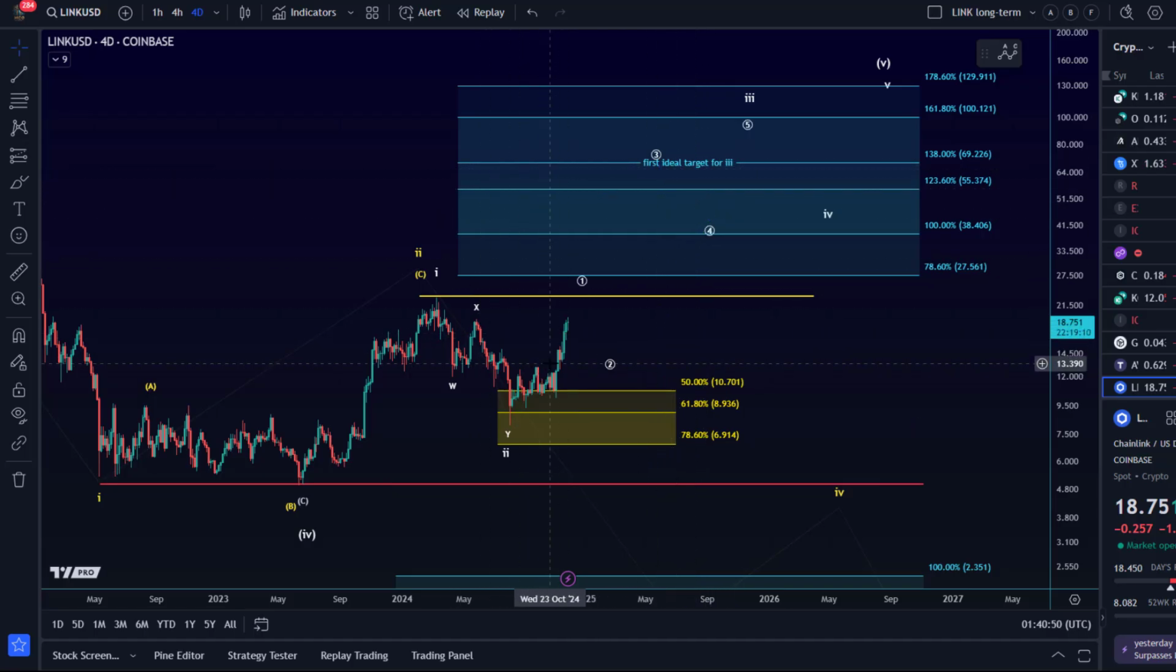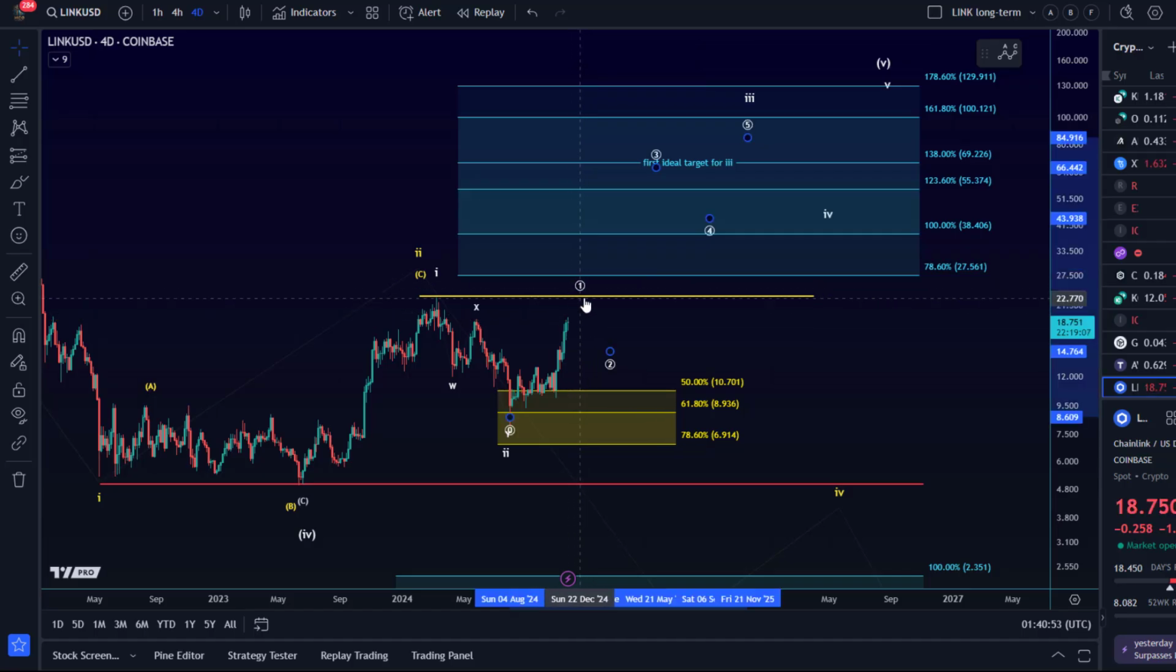And what we want to see normally is a 5-wave move in circle 1. We have only 3 waves up now at the moment, and then a 3-wave pullback in circle 2. Then we can talk about the third wave to the upside from there, but we are far away from that at the moment. We don't even have 5 waves in circle 1 yet.